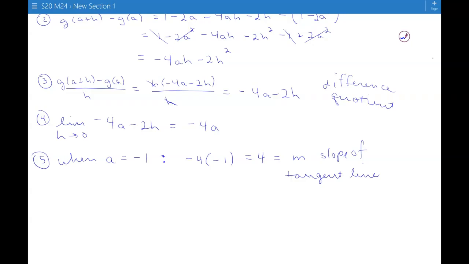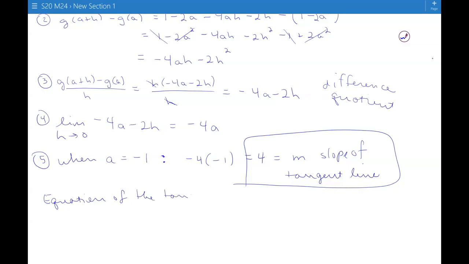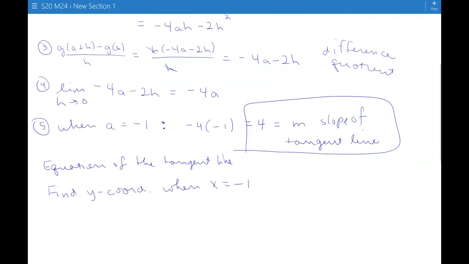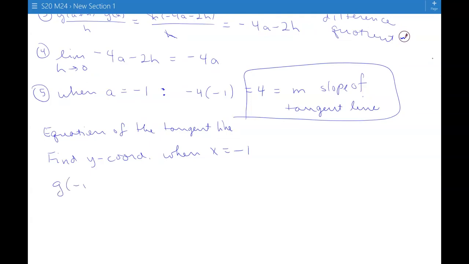Later in the notes, it asks you to find the equation of the tangent line. So this is the slope of the tangent line. Now let's talk about the equation of the tangent line. That needs to be an equation of a line. So you need a y-coordinate of the point when x is -1. So you need to find g of -1. You plug that into the function.